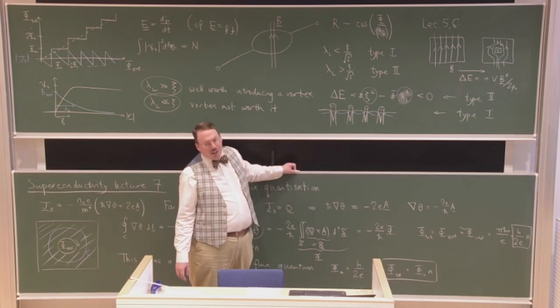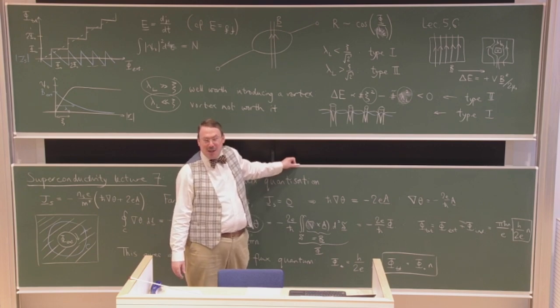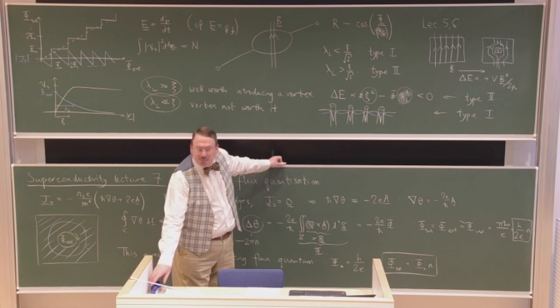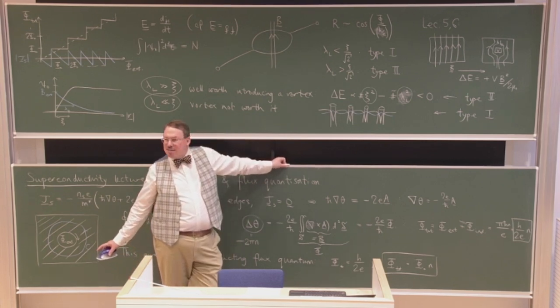In an ideal world, of course, the coherence length would be much greater than the lattice spacing, and the London penetration depth would be much greater than that. But nature doesn't always give you as many orders of magnitude as you'd like to play with there. Good. Other questions?